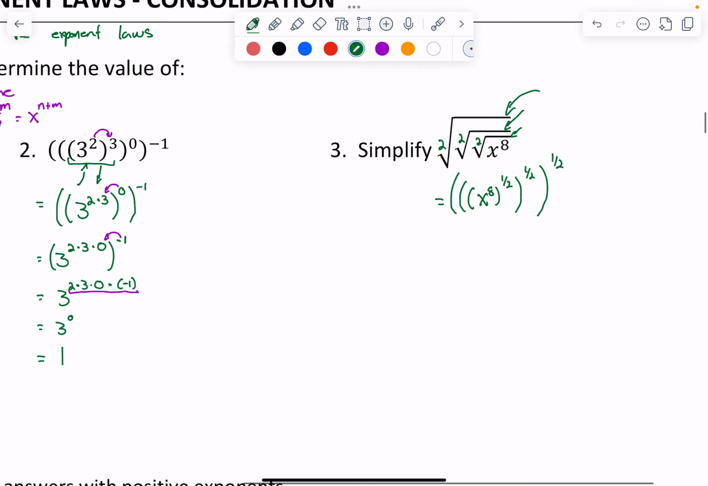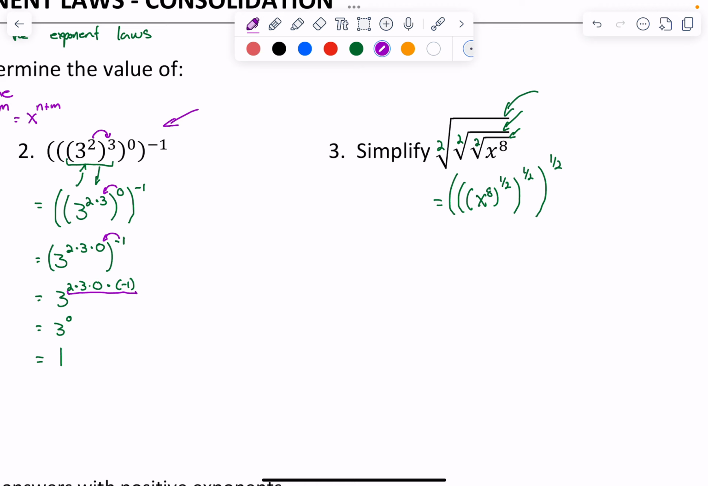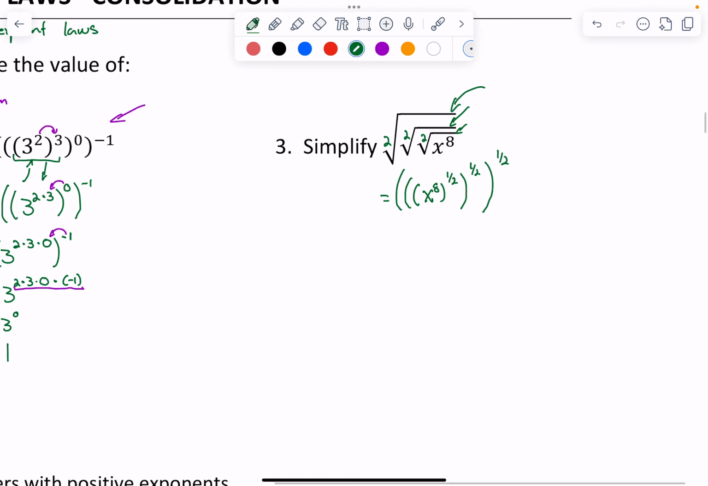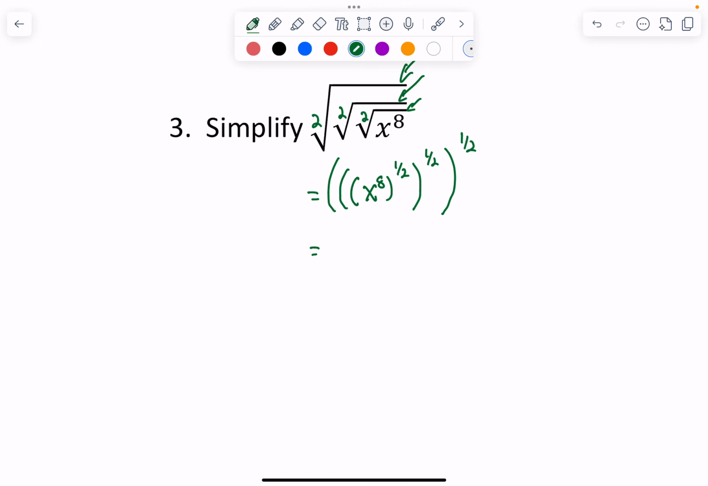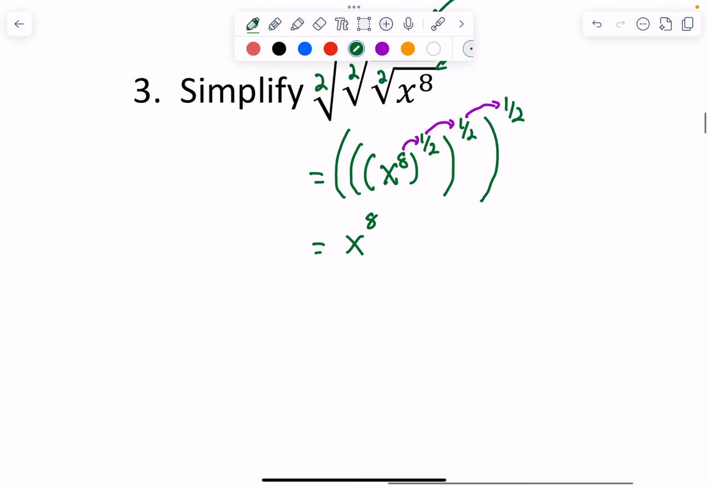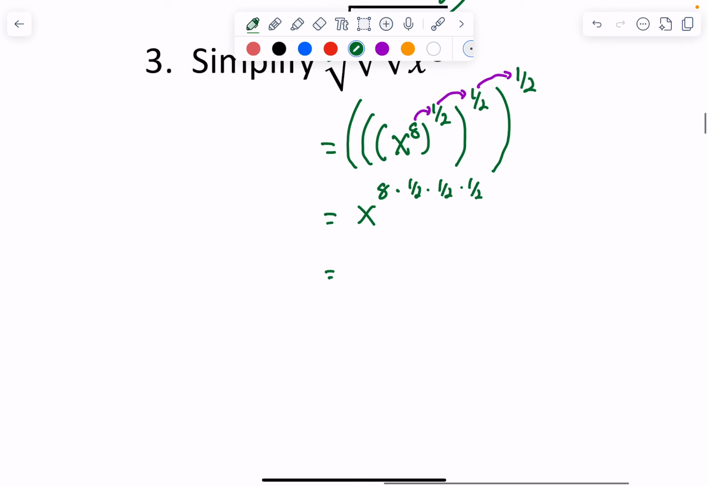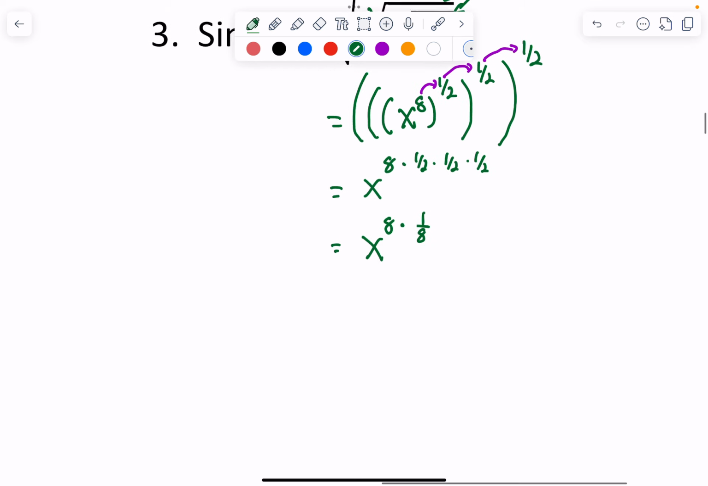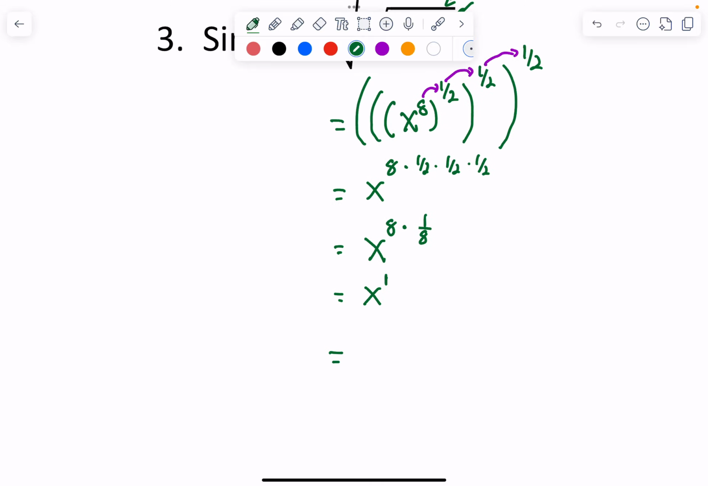Well, now you have something that looks very similar to what we just did right over here, where we're just taking x to the 8, and we are putting it to the power of 1/2, then to the power of 1/2, then to the power of 1/2. So it's like x to the 8 times 1/2 times 1/2 times 1/2. And if we reduce all that, that is x to the 8 times 1/8, which reduces to x to the 1, or x.